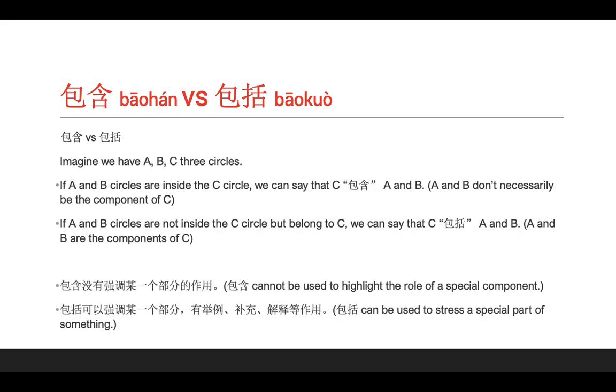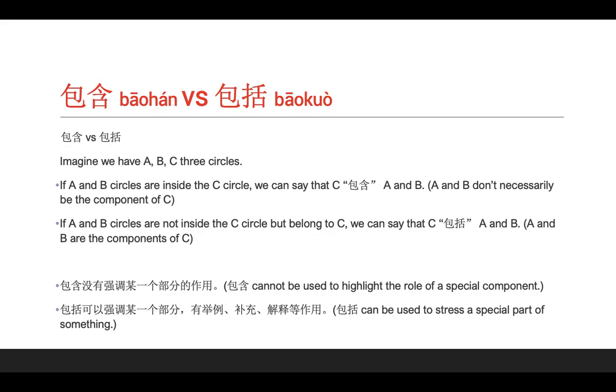Maybe it's a little bit difficult for you to understand like this, but think of it this way: if you are using 包含, it's more like a numerical relation, and you are talking about a bigger group containing several small groups, and you are going to use 包含. But when you are saying 包括, you are really reinforcing the belonging relationship between things. For example, A belongs to C. So you can say C 包括 A.